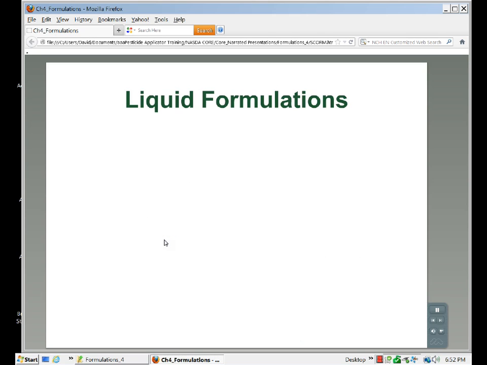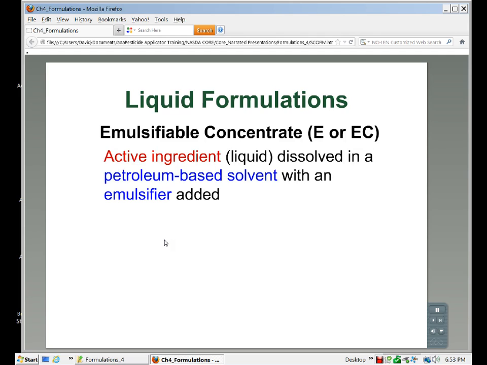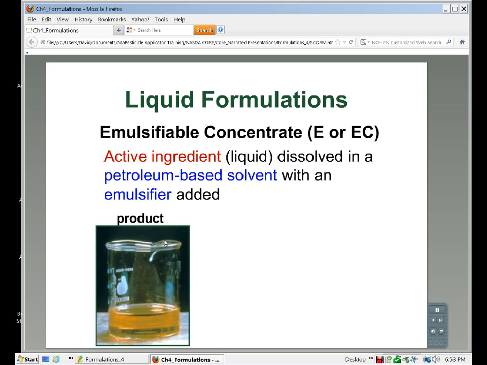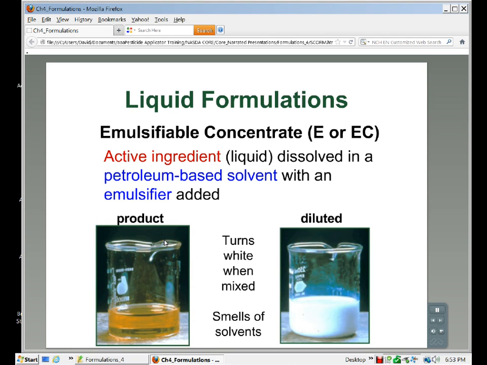Let's look more closely at some formulations. An emulsifiable concentrate, or EC, has an active ingredient that does not dissolve in water. So the active ingredient is mixed with at least one petroleum-based oil solvent. To aid in mixing with water, they add an emulsifier agent. The emulsifier is slick like soap and is critical to aid the oil plus active ingredient combination with water. Our eyes perceive emulsions as white because light refracts off the oil droplets in water.